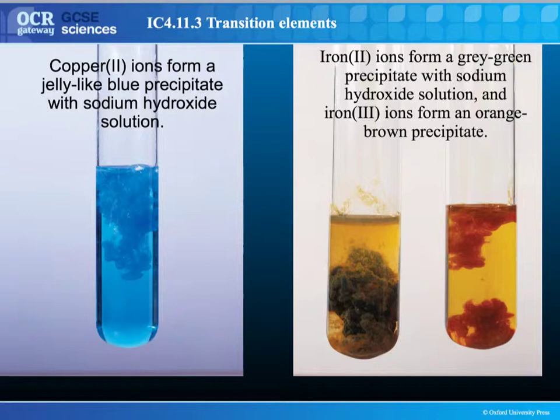Basically, the difference between the two is that they're just a different form of the same substance. They've got the same proton number, but their electron structure is slightly different, so they form different ions.